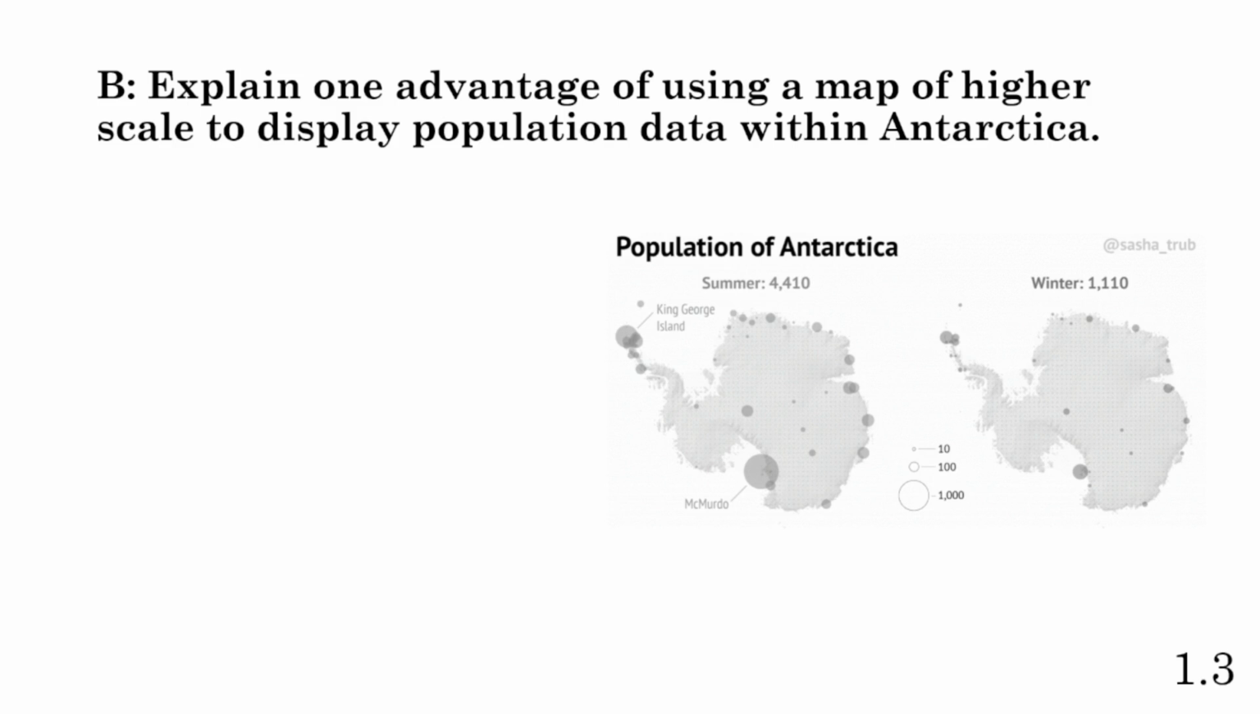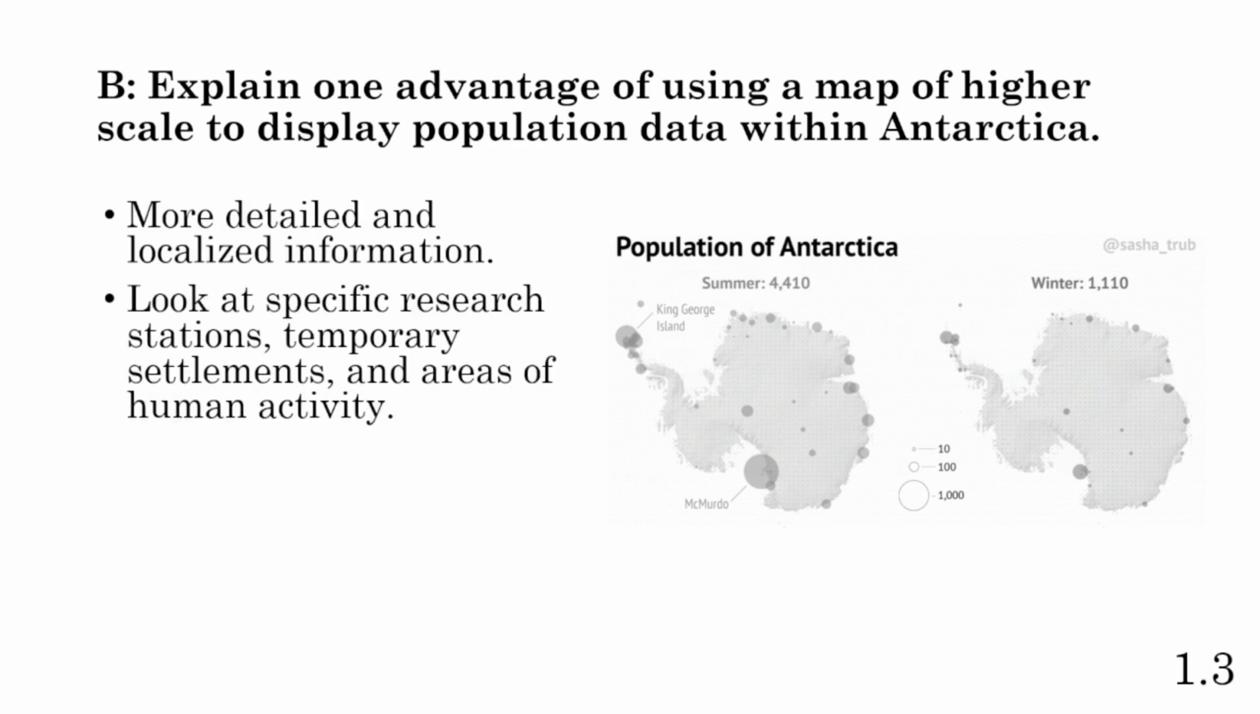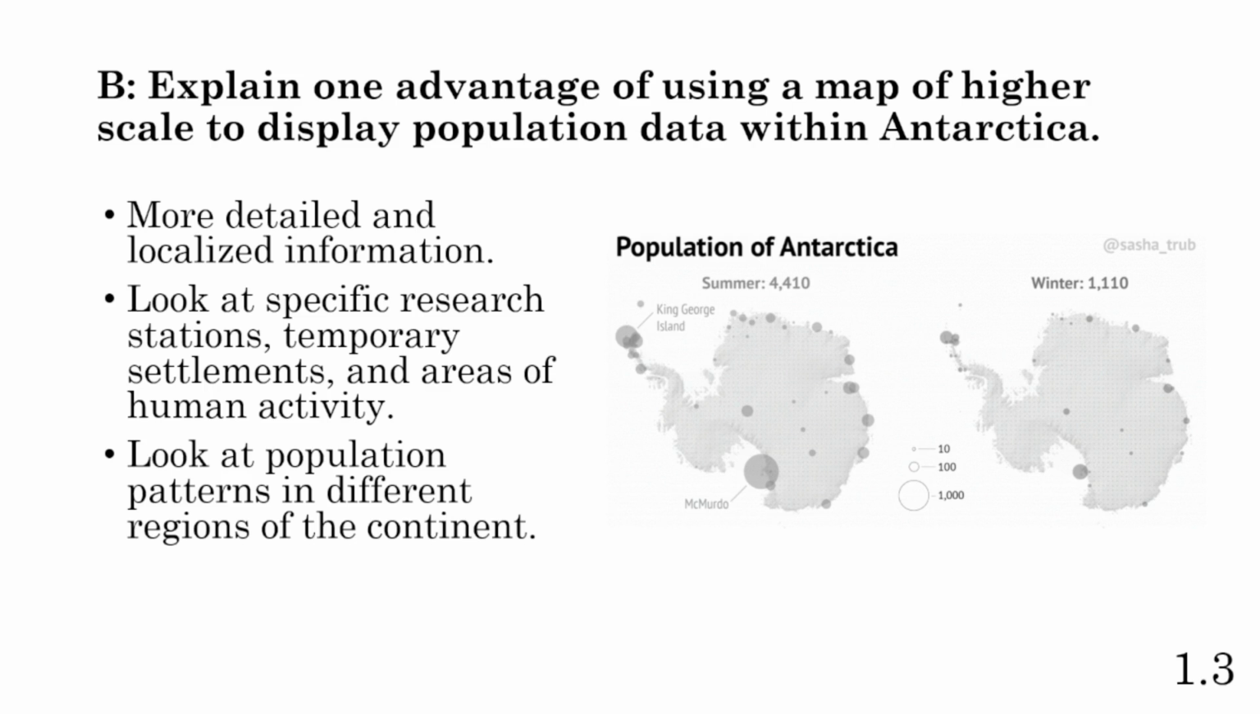The reason for that is because we're going to get smaller amounts of detail per individual place. So we're not going to get as specific population data about Antarctica if we're looking at a world map. To compensate for the higher amounts of land, we have less specific data. So a high scale map is actually going to show more specific data, and it's going to show a more local area. We're going to see more detailed and more localized information. For example, you could look at specific research stations, temporary settlements, and just areas of human activity. We could look at population patterns in specific regions of the continent.